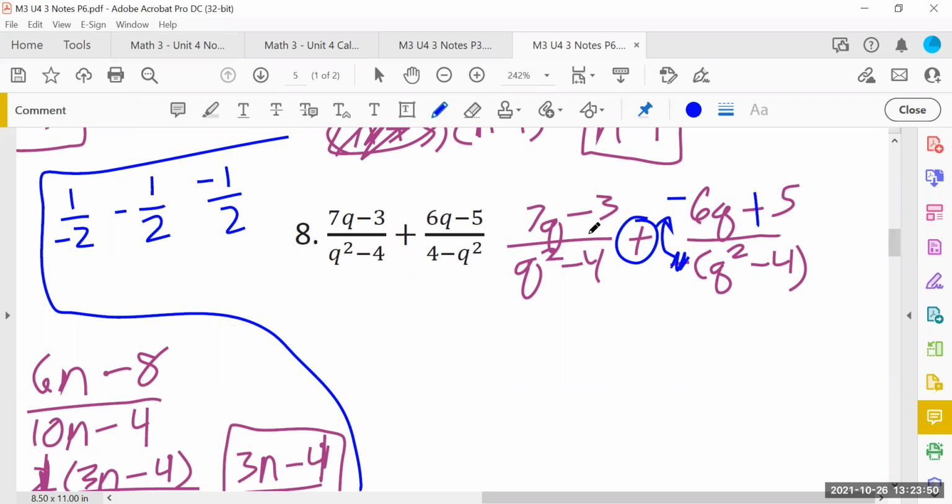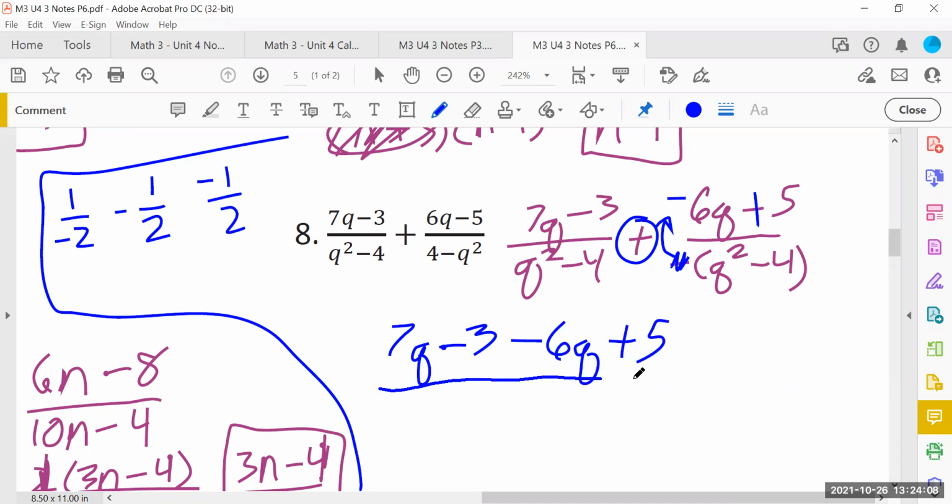Does that make sense to everybody? Factor a negative out so that they actually match. Move that negative either in the middle or up to the top. So now denominators match. I can go ahead and do 7q minus 3 minus 6q plus 5 all over q squared minus 4.